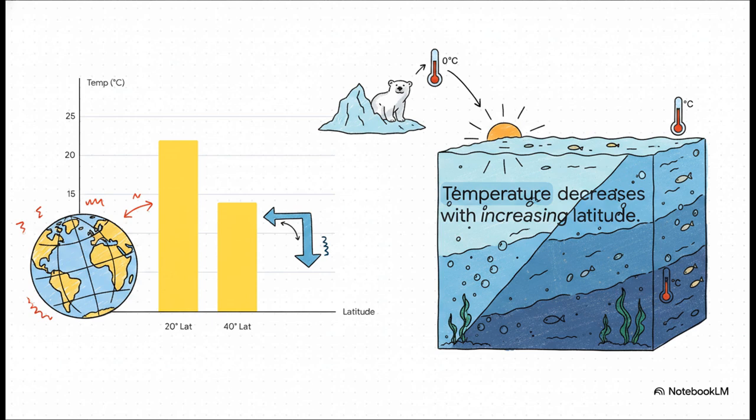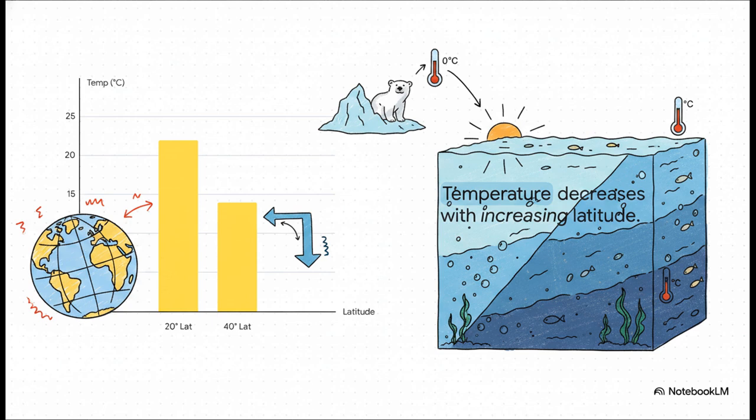Ocean water temperature generally decreases by roughly 0.5 degrees Celsius for every single degree of latitude you move away from the equator. So around the 20-degree latitudes, we see warm averages of about 22 degrees Celsius. Move up to 40 degrees, and it drops to 14. By the time you finally reach the poles, the water is sitting right at a freezing 0 degrees Celsius. Furthermore, if you take a temperature depth profile anywhere, you'll see a sharp drop.